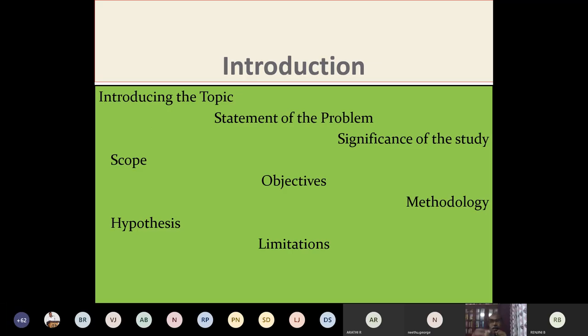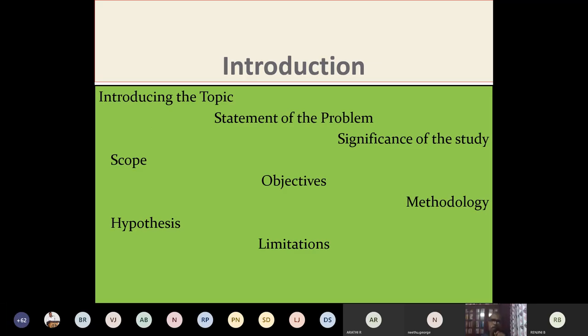And another thing is the statement of the problem. What is the problem you are studying? Normally, the majority of the projects are showing something which is not at all related to the real problem. What problem you are trying to address must be written. The quantity of the content is immaterial. Quantity is not an important factor here. You are to tell what is the core idea you are trying to study, and what problem you are trying to resolve.